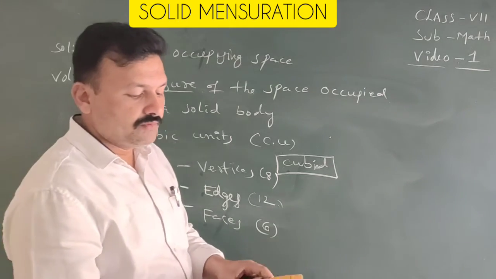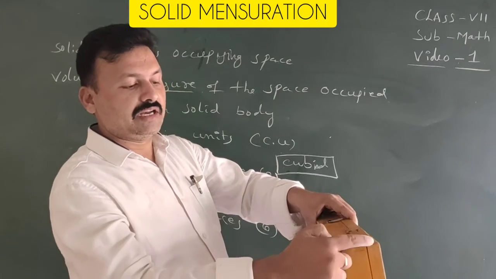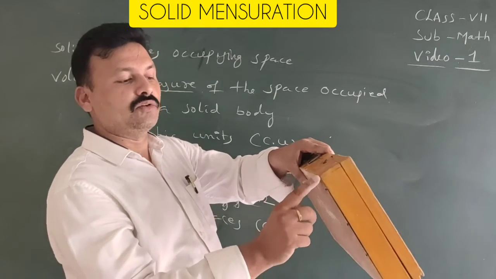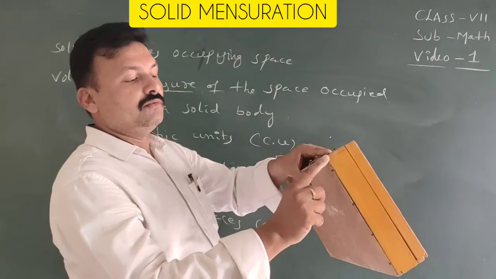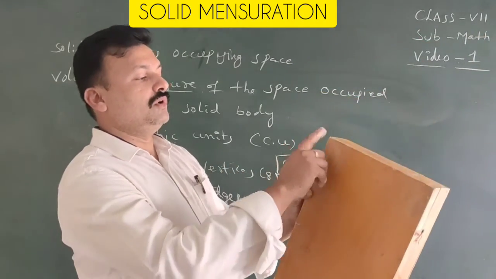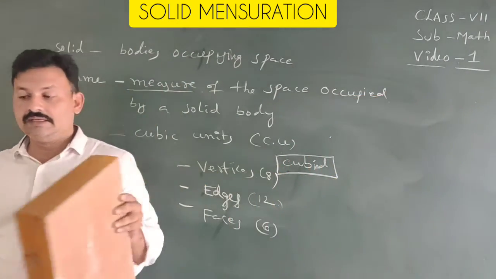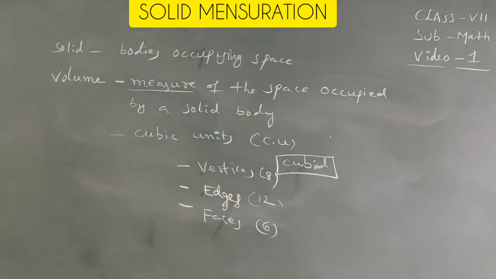Vertices: where three edges meet, 1, 2, and 3. So this is called a vertex. Here 1, 2, 3, 4. Again 1, 2, 3, 4. Like this, it has 8 vertices.